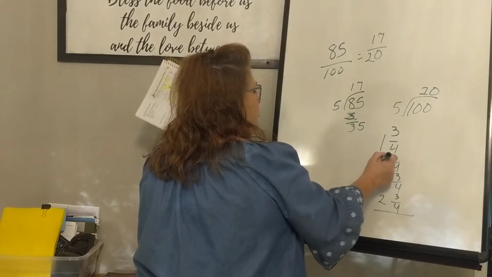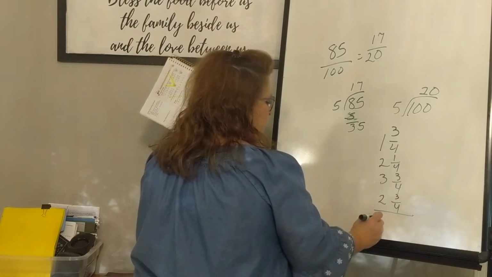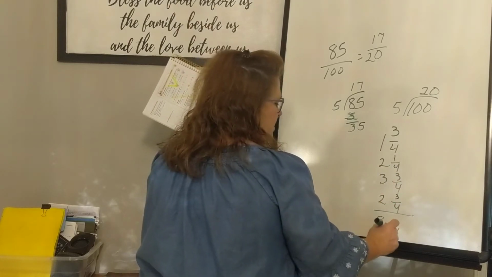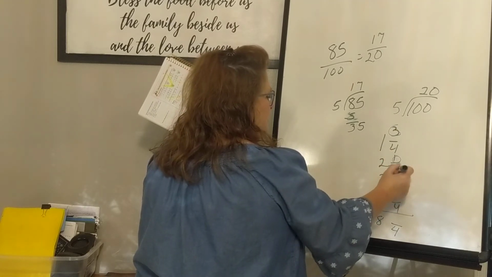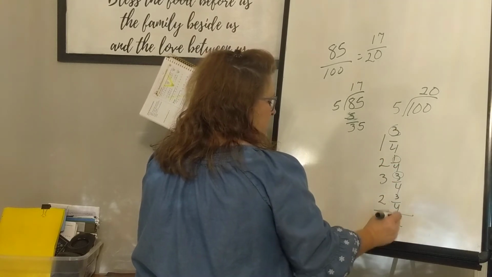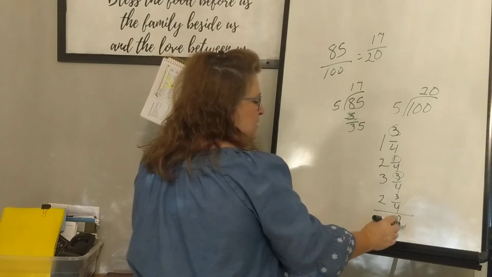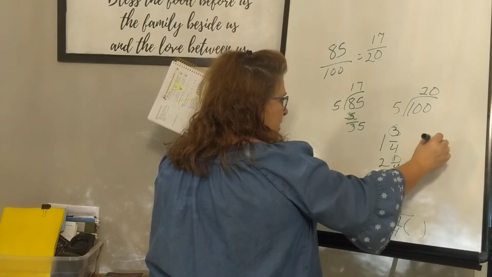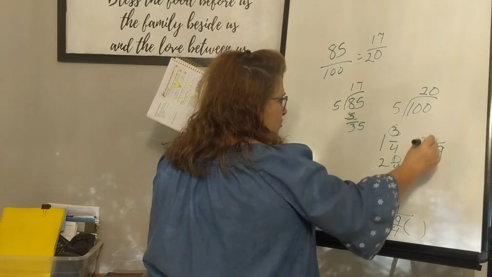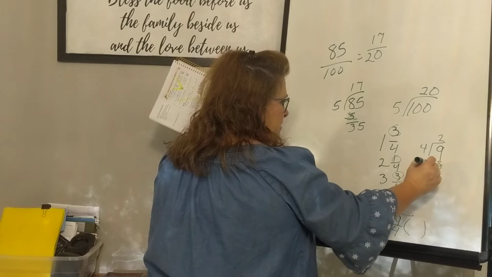We have 1 and 2 is 3, 6, 7, 8. Our denominator is 4. We have 3, 4, 7, and 9. 8 and 9/4, but 9/4 is an improper fraction. So we're going to have to turn that into a mixed number. 9 divided by 4. 4 will go into 9 2 times. 4 times 2 is 8. Subtract.